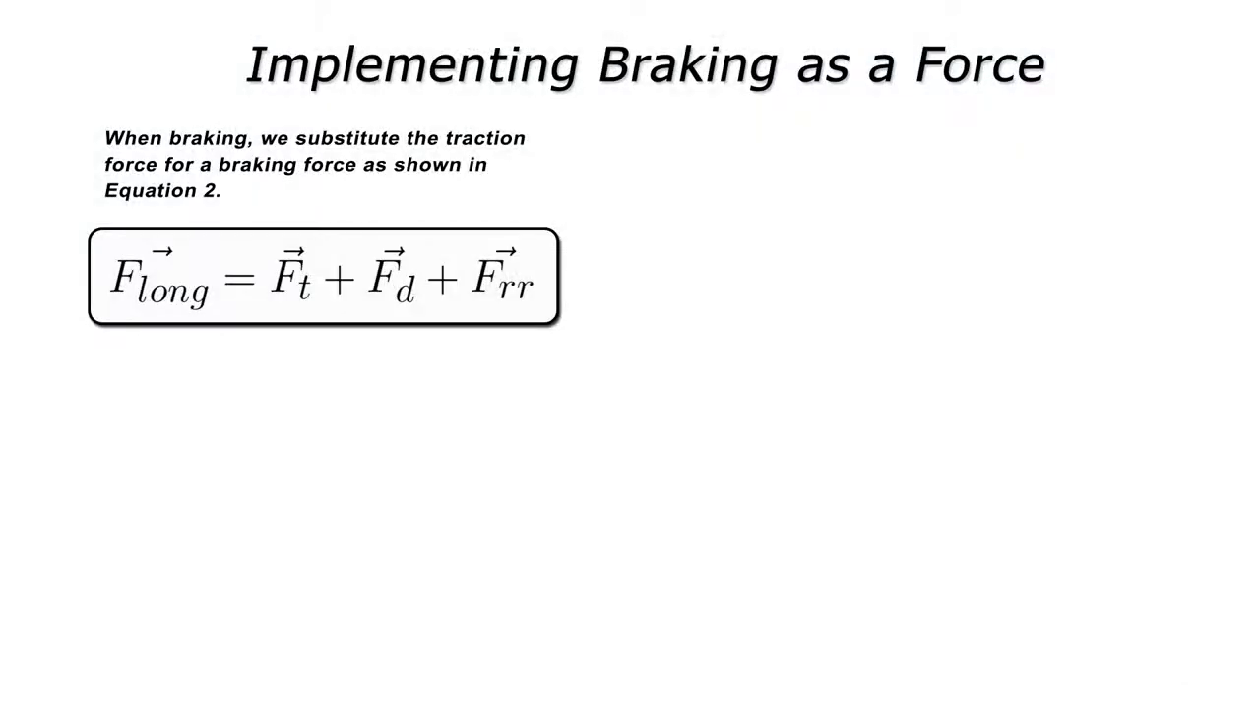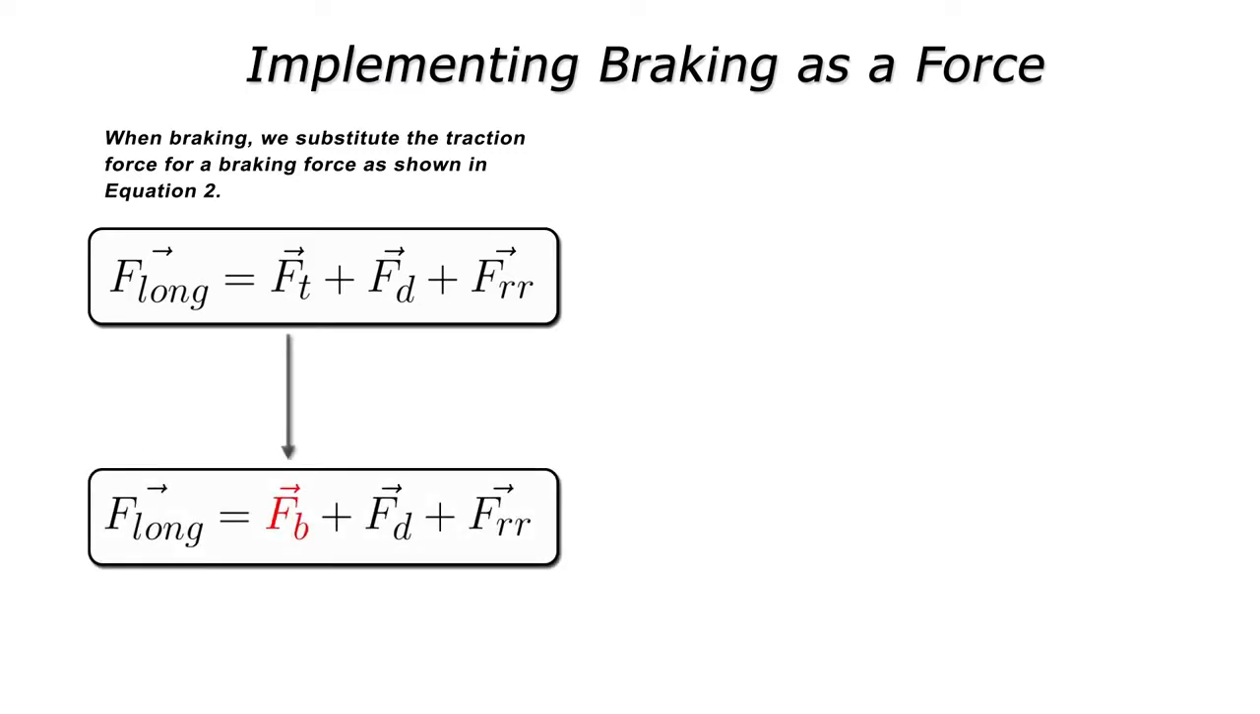Let me just say, before covering the traction force, that a popular method for implementing braking in a car game is to use a braking force. With such an implementation, when the car is braking, the net longitudinal force is calculated differently. The traction force is replaced with a braking force, FB, which is oriented in the same direction as the drag and rolling resistance forces, and therefore acts to slow the car down.